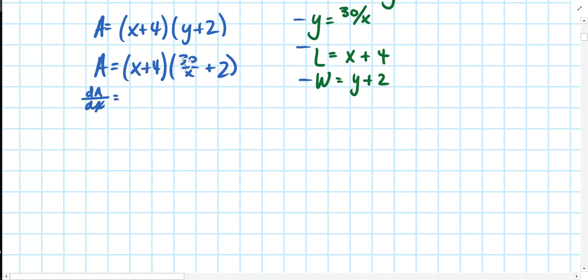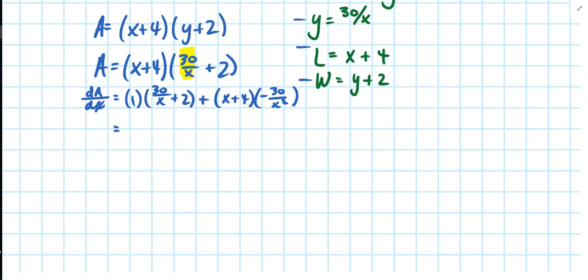So the product rule says to take the derivative of the first function and multiply it by the second function, and then add to that the first function times the derivative of the second. And we've seen this pattern before. The derivative of 1 over x is negative 1 over x squared. So with that 30 acting as a coefficient, if you will, we now have negative 30 over x squared.